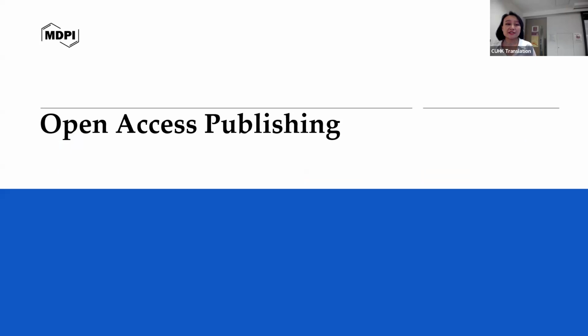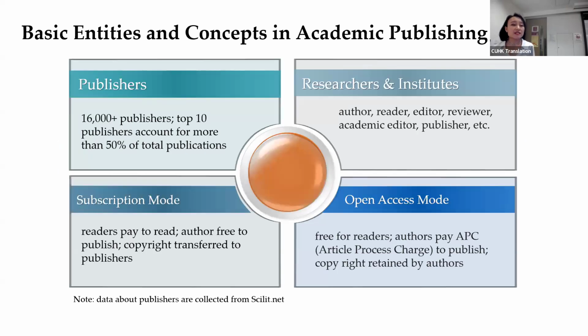So to start up, I would like to talk about some concepts about open access publishing. Well, on this page, we can see some basic entities and concepts in academic publishing. There are a lot of publishers all over the world, and up to this year, there are more than 16,000 publishers all over the world. The top 10 publishers account for more than half of the total publications. Among them, MDPI now ranks 3rd among all the publishers and is the biggest open access publisher.